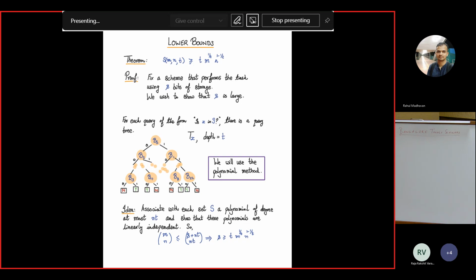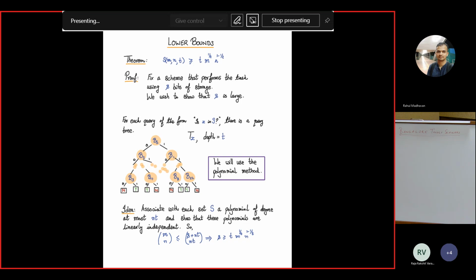So what is it? We want to prove something like this. The thing that you should remember is that as t increases, the space required seems to go as m to the 1 over t. And we would like to prove that you will need at least this much. And how does that work? So let's fix a particular scheme for this problem that uses s bits of storage, and we wish to show that s is this large. Now, how do we prove this?